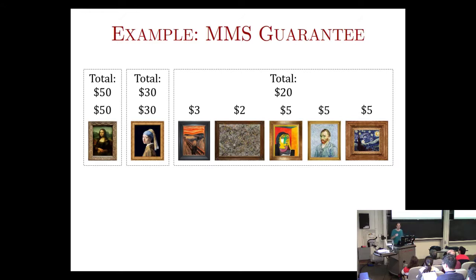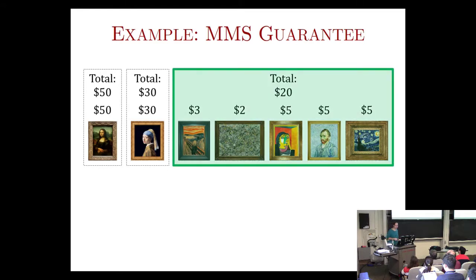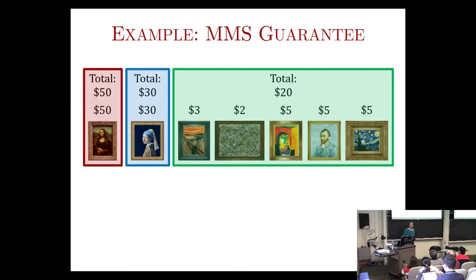So maybe the green sister chooses this large bundle, and the red sister chooses the Mona Lisa, and then the one who divided, who gets to choose last, chooses the last one, the girl with the pearl earring, which is worth $30, almost a third of the total.